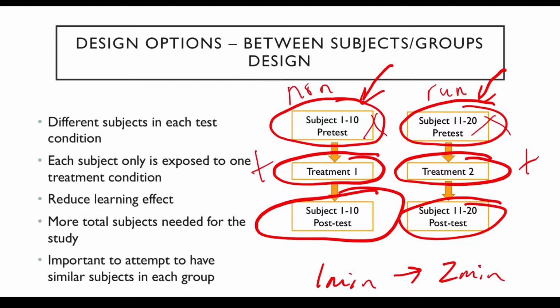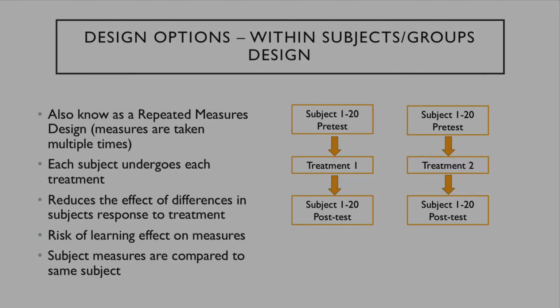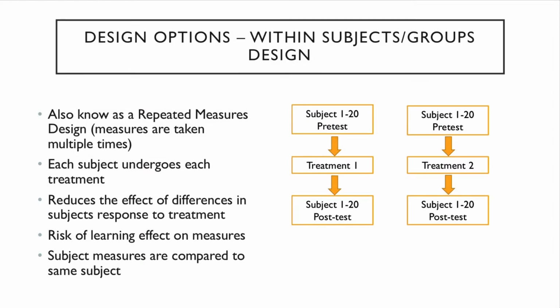Let's take a look at a within subjects design. When it comes to a within subjects design or within groups design, what we see is a little bit different than a between subjects design. Sometimes this is called a repeated measures design because the measures are taken multiple times in the same subjects. In a within subjects design, each subject undergoes each treatment.